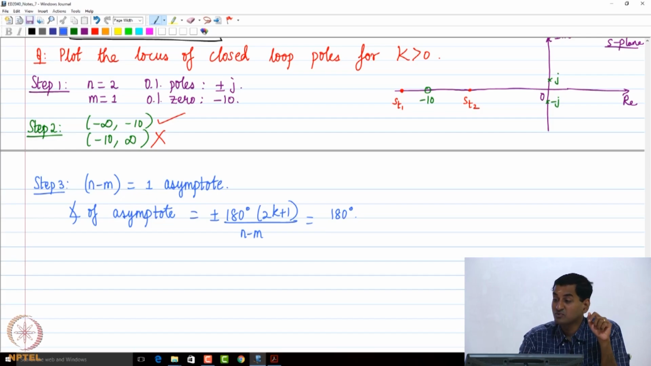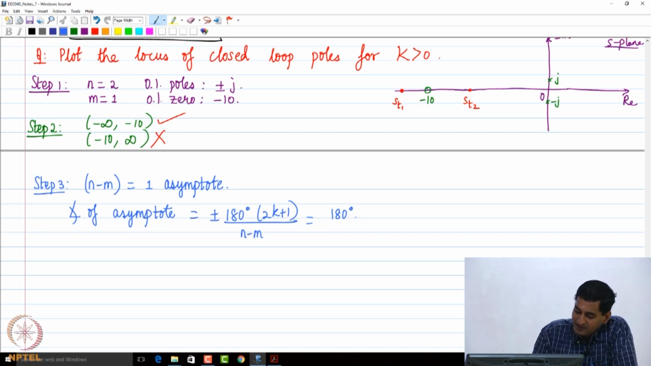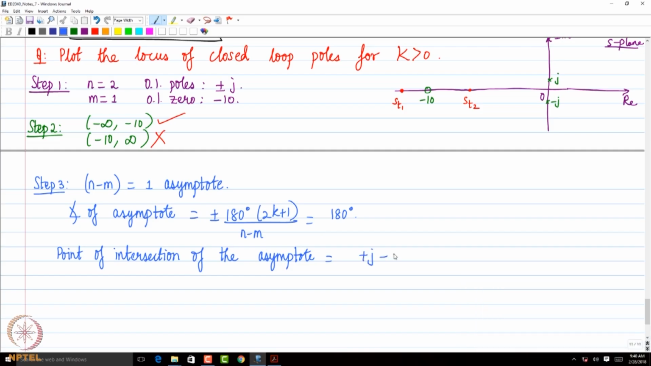Now, the question is where is the asymptote? Minus 180 degrees means I can have lines parallel to the negative real axis, but where in the S plane? That will be answered by the point of intersection, although it is trivial. Let's do this. The point of intersection of the asymptote with the negative real axis is going to be the sum of open loop poles minus the sum of open loop zeros divided by n minus m. So, open loop poles are plus j and minus j, minus the sum of open loop zeros, that is at minus 10, divided by n minus m. So, what are we going to get? Plus 10.